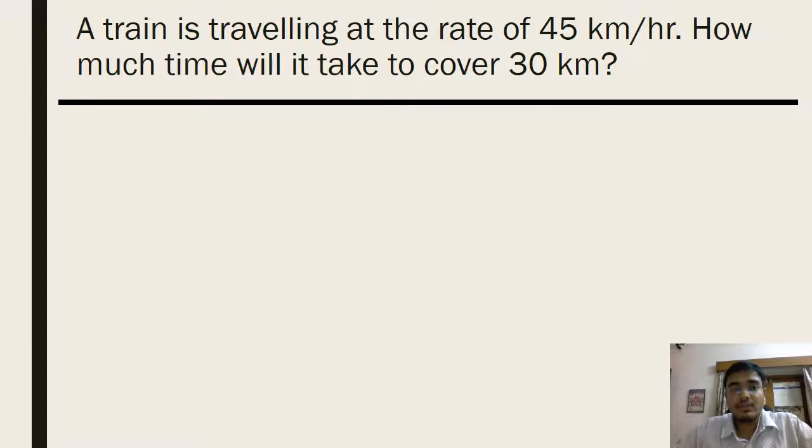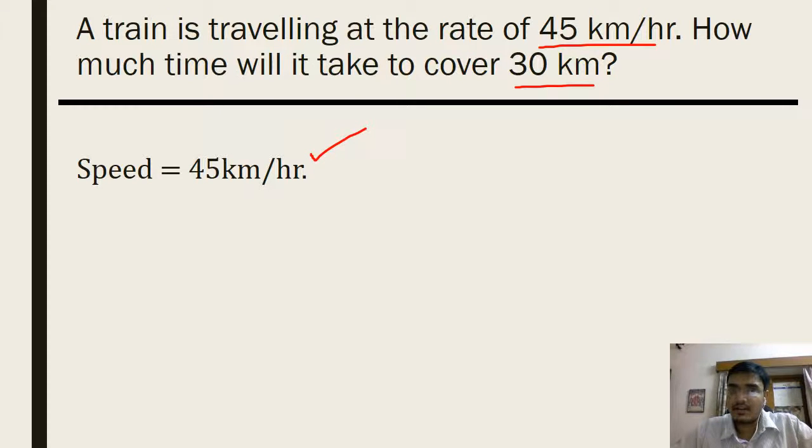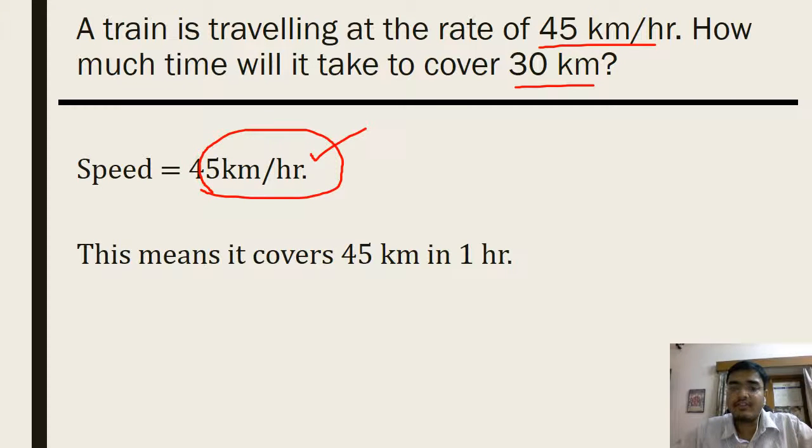The question is as follows. A train is traveling at the rate of 45 kilometers an hour. How much time will it take to cover 30 kilometers? We are given that the speed of the train is 45 kilometers per hour. What this means is the train covers 45 kilometers in 1 hour. We are required to find the time it will take to cover 30 kilometers.